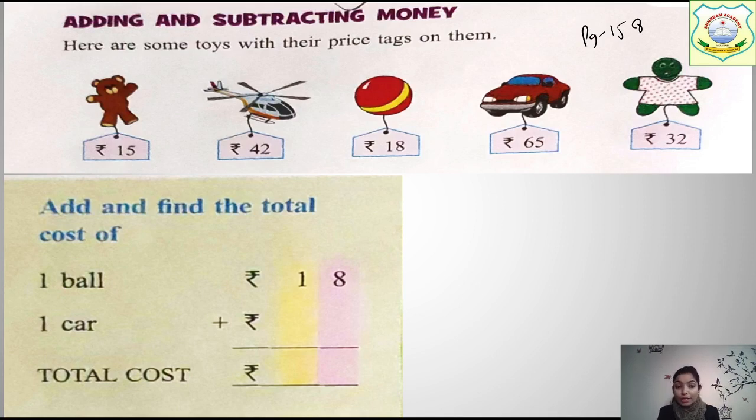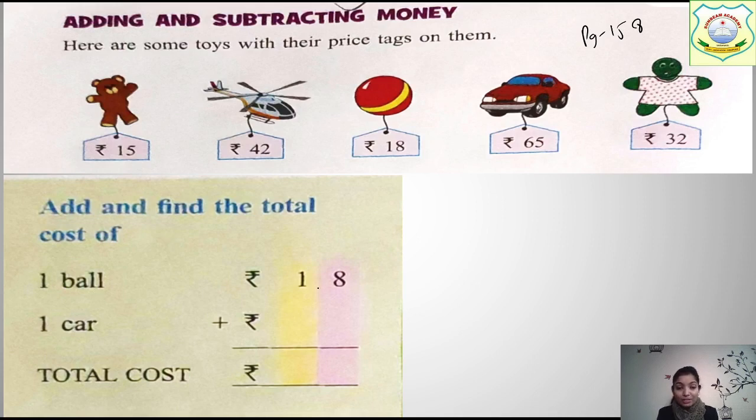So everybody, whatever toys are here, they have the price tag. Like this teddy bear is of 15 rupees, this helicopter 42 rupees, this ball is of 18 rupees, car is of 65 rupees, and this doll is of 32 rupees. Right? Now we have to use this and solve the question. Now here it is, add and find the total cost of. ठीक है, यहाँ पे हमें क्या करना है, ऐड करना है and we need to find the total cost.